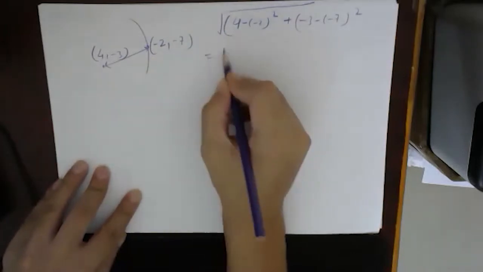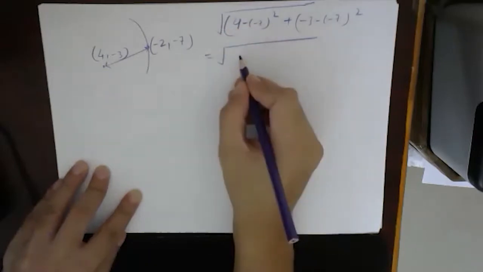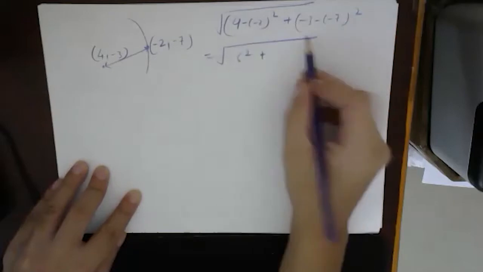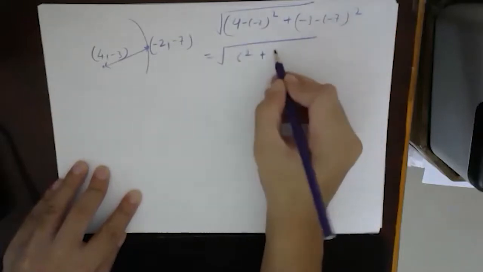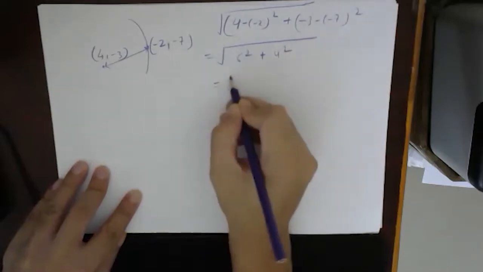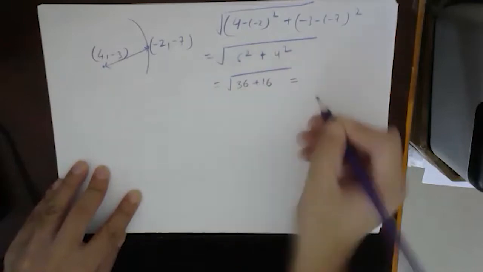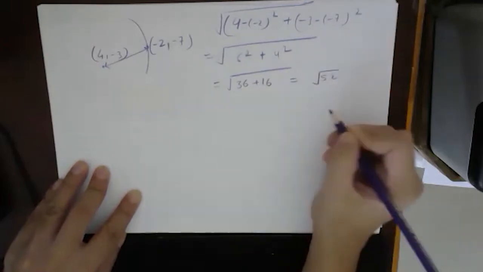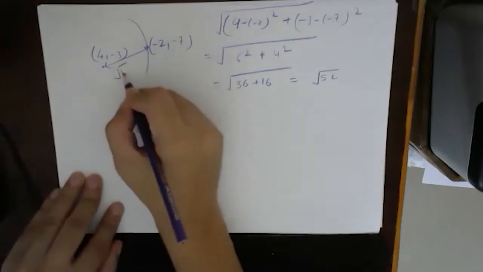So this will give you the square root of (4 plus 2, that is 6) square plus (minus 3 plus 7, so this is 4) square. So this gives you 36 plus 16, which is 52, square root of 52. So the radius is given as square root of 52.